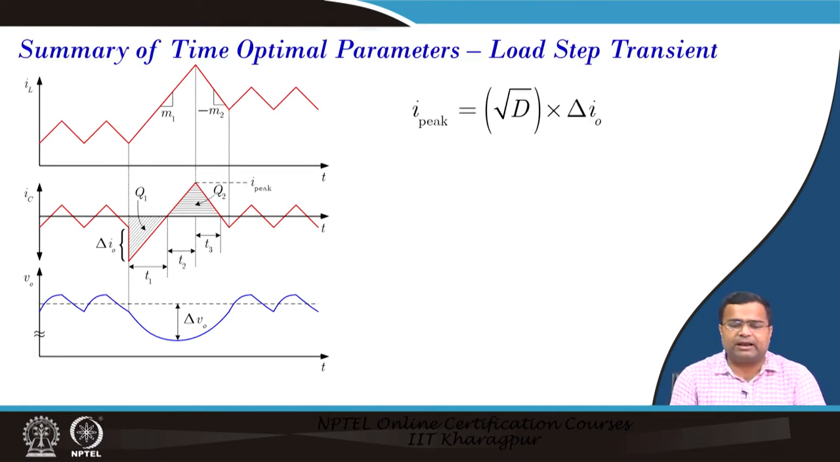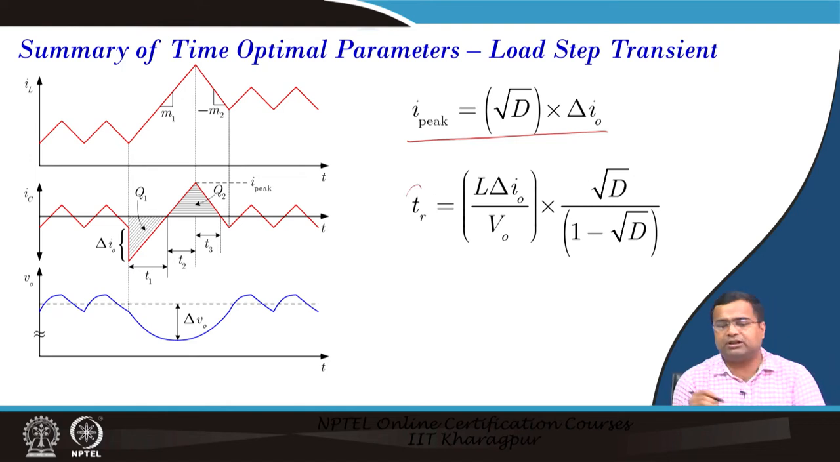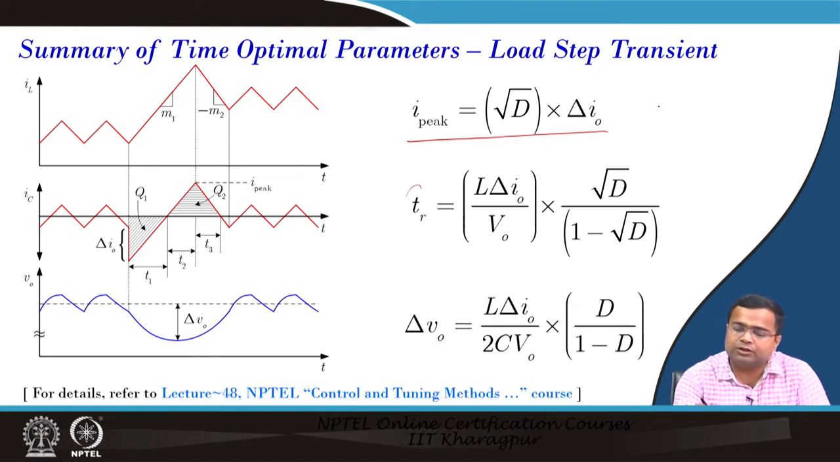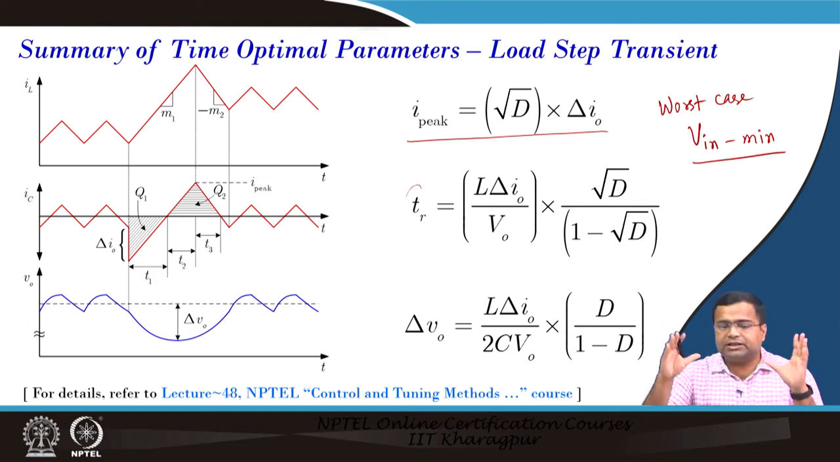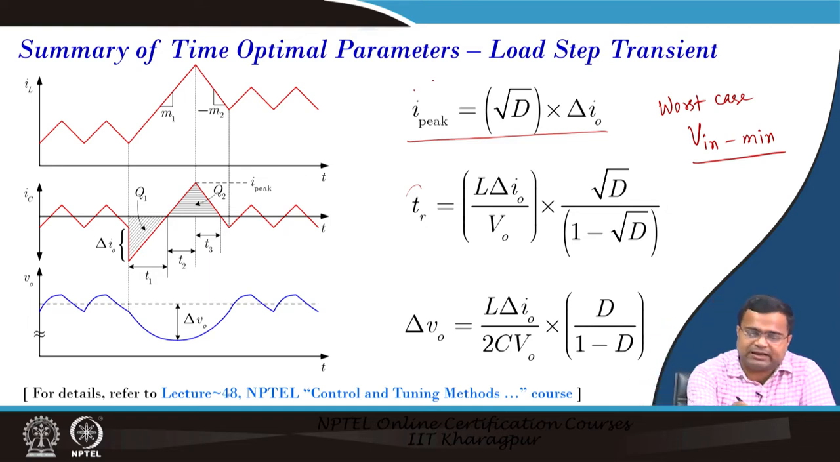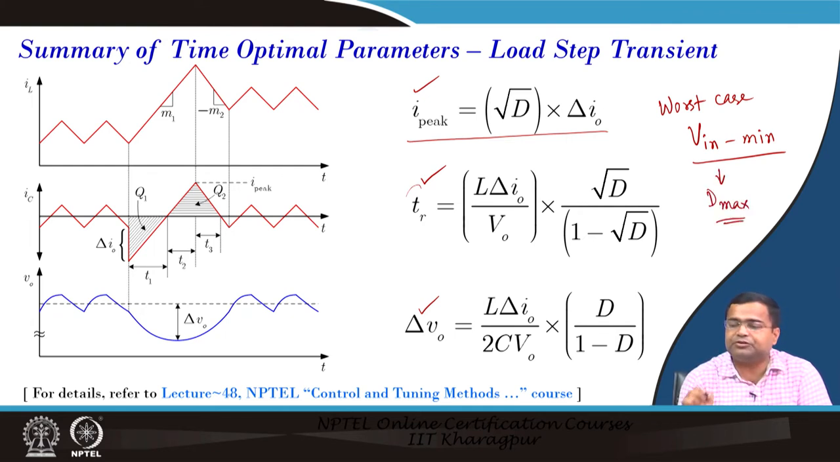So, now if you summarize, the peak current will again be maximum for the largest duty ratio. The recovery time will be maximum for the larger duty ratio and the output voltage. So, the worst case will be Vin min, the minimum value of Vin for a given output voltage, for the given load step size. You will get everything highest, that means peak current highest, recovery time largest and undershoot largest for the minimum value of input voltage, which will lead to D max, the maximum duty ratio.